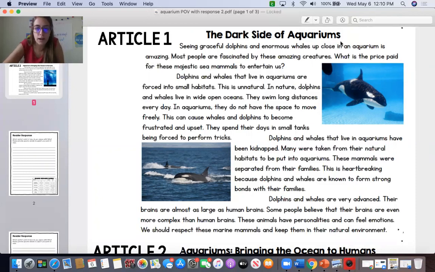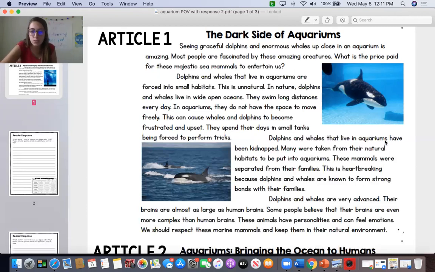Article 1, The Dark Side of Aquariums. Seeing graceful dolphins and enormous whales up close in an aquarium is amazing. Most people are fascinated by these amazing creatures. What is the price paid for these majestic sea mammals to entertain us? Dolphins and whales that live in aquariums are forced into small habitats. This is unnatural. In nature, dolphins and whales live in wide open oceans. They swim long distances every day. In aquariums, they do not have the space to move freely. This can cause whales and dolphins to become frustrated and upset. They spend their days in small tanks being forced to perform tricks.